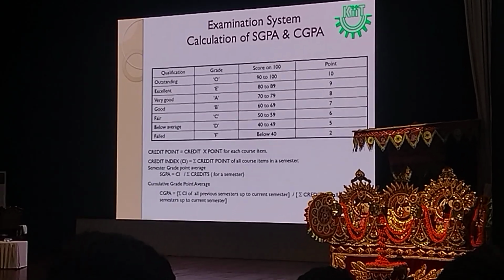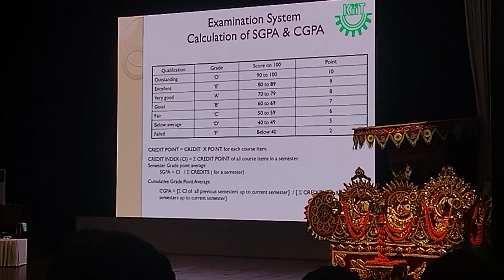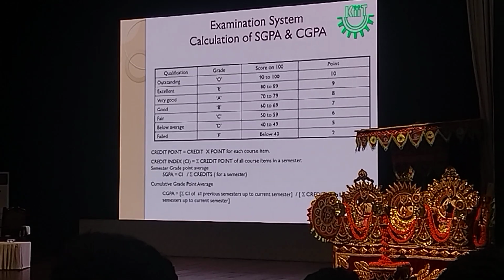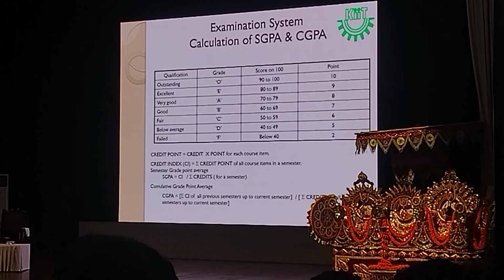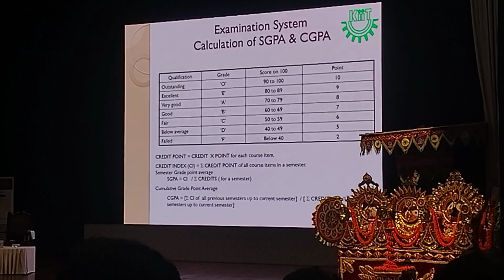But this D grade is the minimum pass grade for theory subjects only. For practical and sessional, the minimum pass grade is C grade. So you need to score minimum 50.